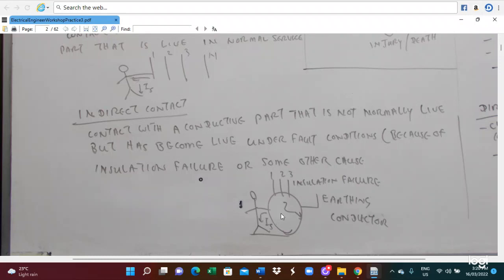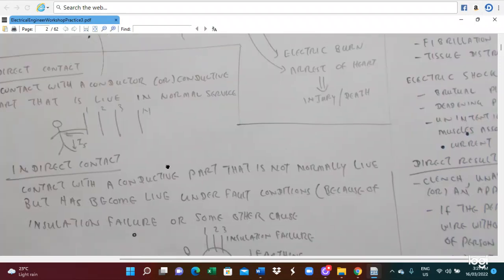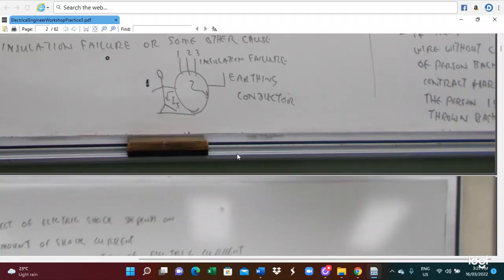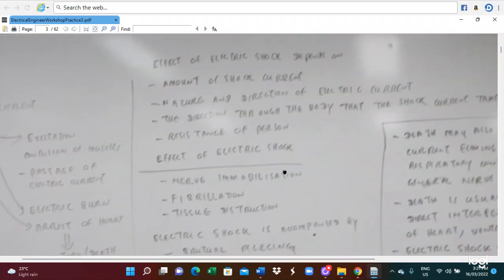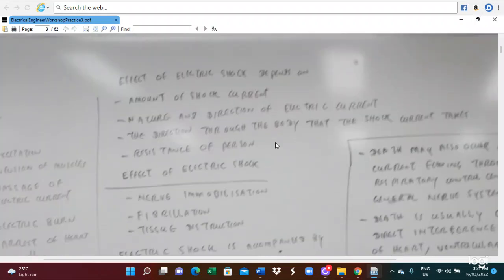Contact with a conductive part that is not normally live, but becomes live under a fault condition because of insulation failure or some other cause, is indirect contact. Therefore, the important aspects of direct and indirect contact have to be confirmed. They have to be known.